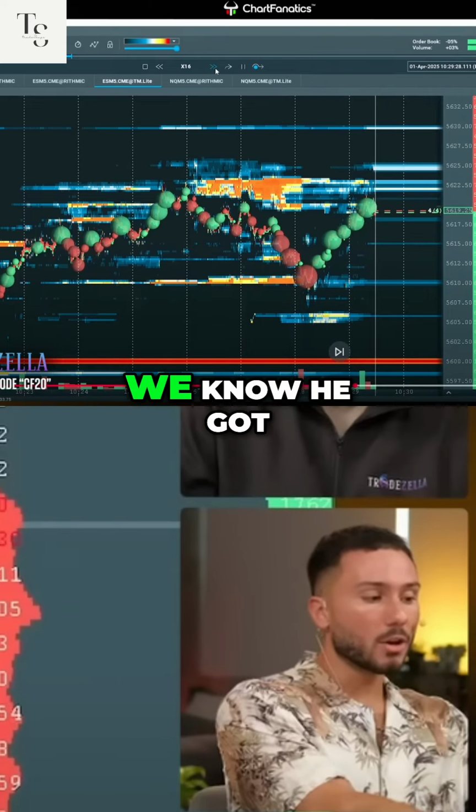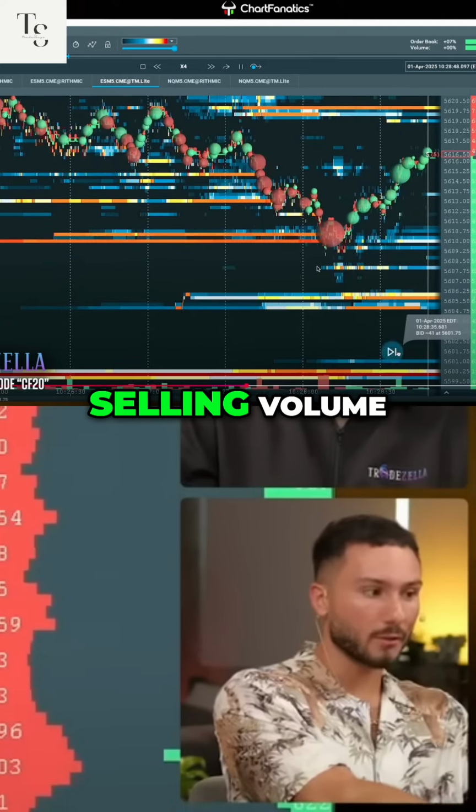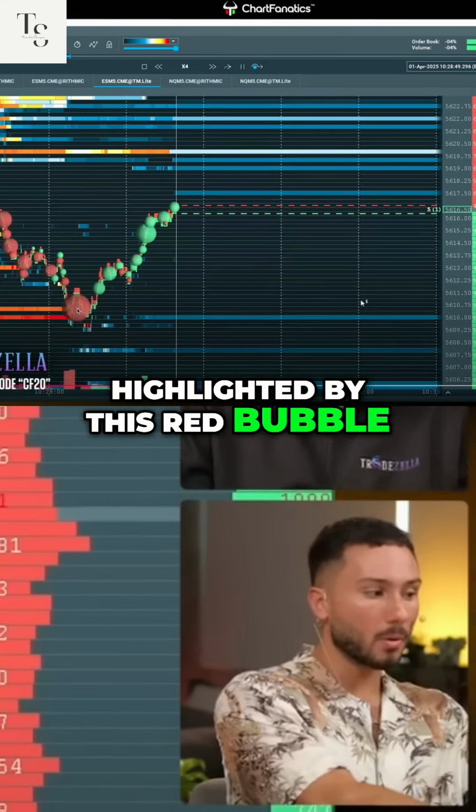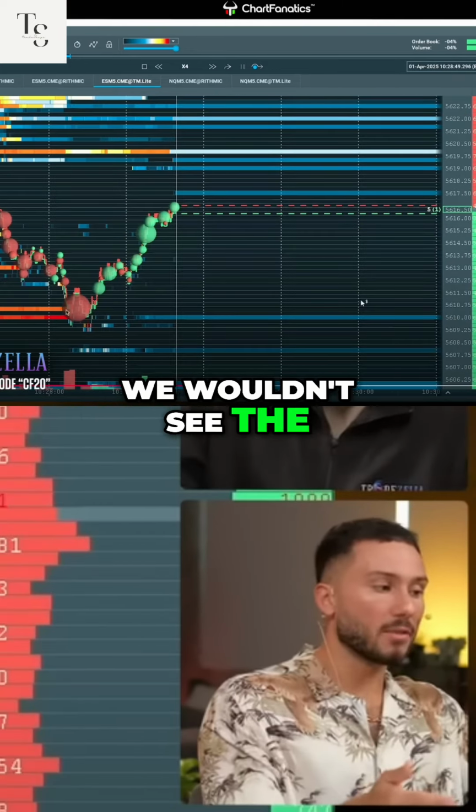In this example, we know he got filled because there's a large aggressive selling print, selling volume highlighted by this red bubble, filling the passive buyer. If he didn't get filled, we wouldn't see the volume hitting him.